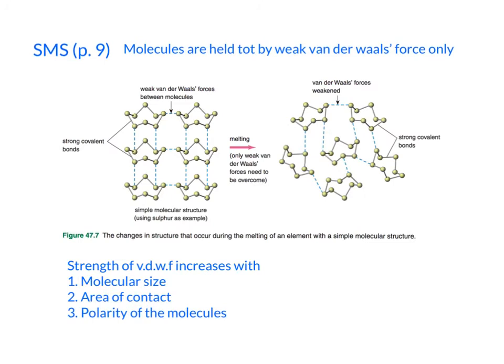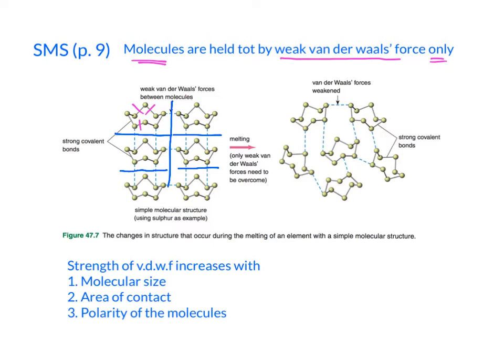And then finally we get to the simple molecular structures. In simple molecular structures, we have weak van der Waals forces only between the molecules. Remember, during melting, you don't necessarily need to break the covalent bond. You don't need to break this bonding. What you need to do is just separate the molecules, so you just overcome the van der Waals forces.